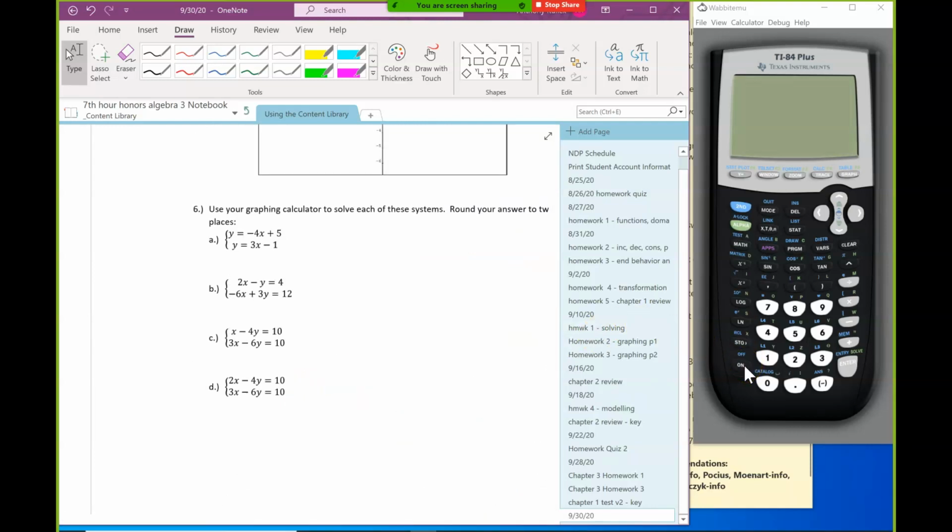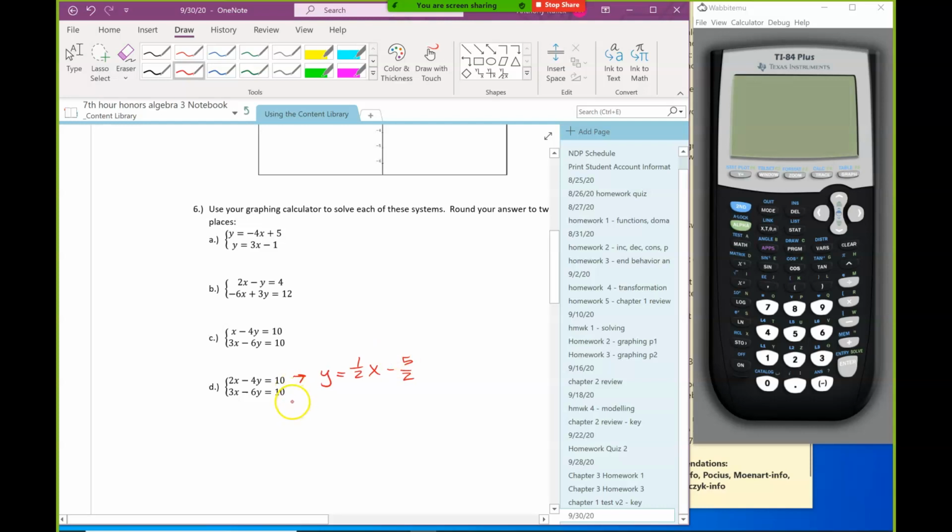So first thing I'm going to do is rearrange this so that it's in slope-intercept form. I'm going to subtract the 2x and then divide by negative 4. So negative 2x divided by negative 4 is 1/2 x, and then positive 10 divided by negative 4 is negative 5/2.